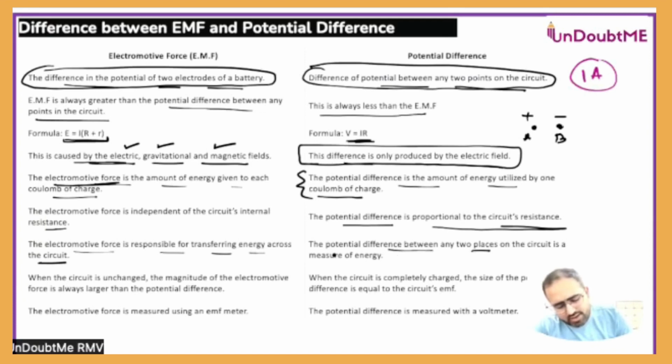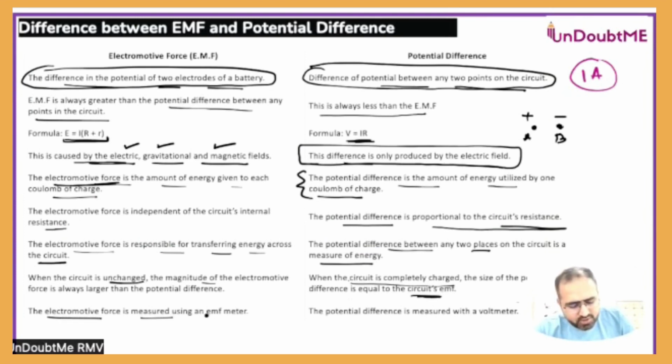Potential difference between two plates is a measure of energy, how much can flow from one point to another. When a circuit is uncharged, the magnitude of EMF is always greater than the potential difference because the battery has its own potential. That is the EMF. But when the circuit is completely charged, then the size of the potential difference is equal to the circuit's EMF. So then they will become almost equal.